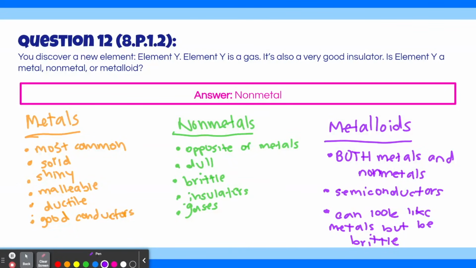So based on these properties, how do we know what element Y is? Well, it says that element Y is a gas, which should automatically tell us that it's most likely a nonmetal. And then to prove that, it also says it's a very good insulator, and nonmetals are very good insulators. So element Y is a nonmetal.